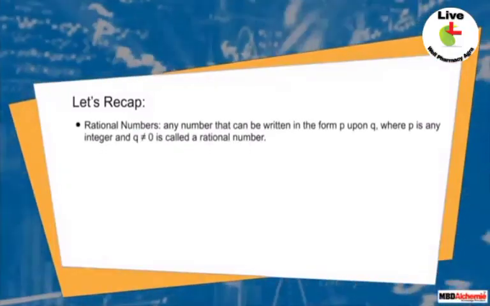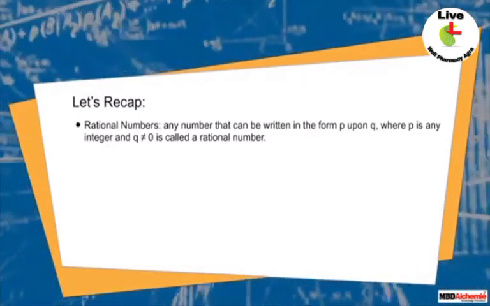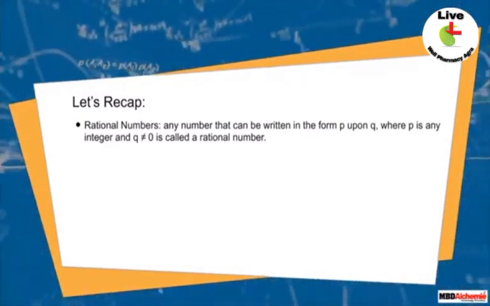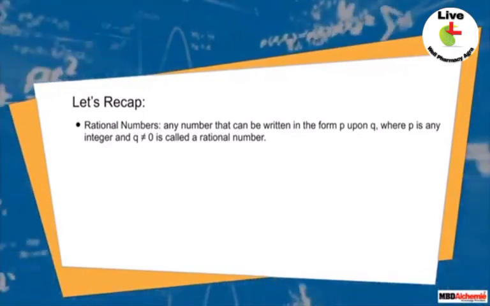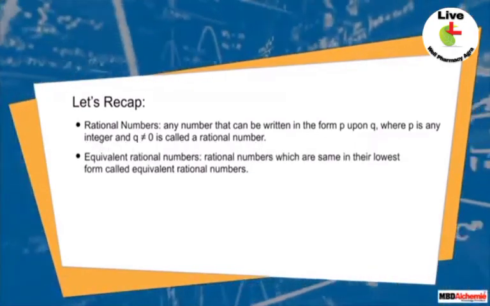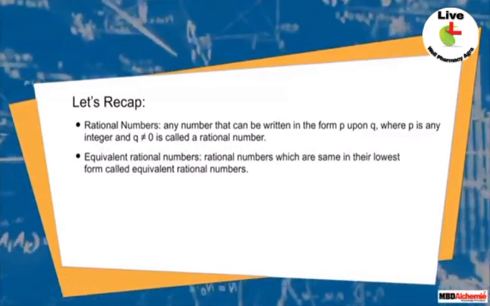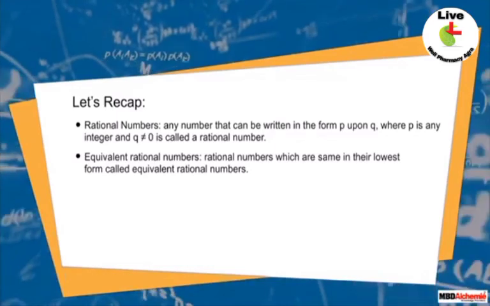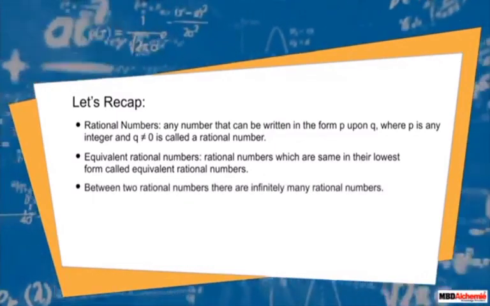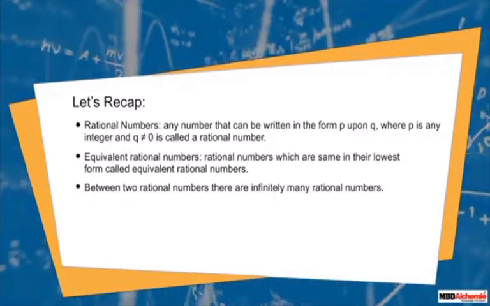Let's recap rational numbers. Any number that can be written in the form p upon q, where p is any integer and q is not equal to 0, is called a rational number. Equivalent rational numbers: rational numbers which are the same in their lowest form are called equivalent rational numbers. Between two rational numbers, there are infinitely many rational numbers.